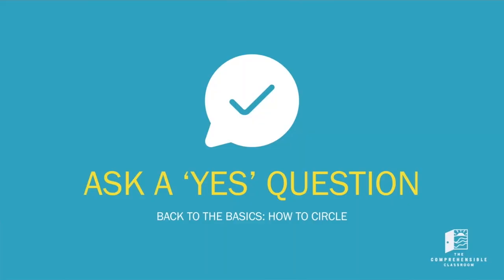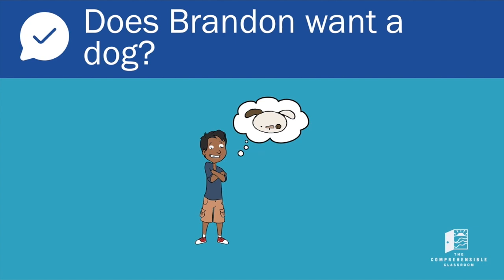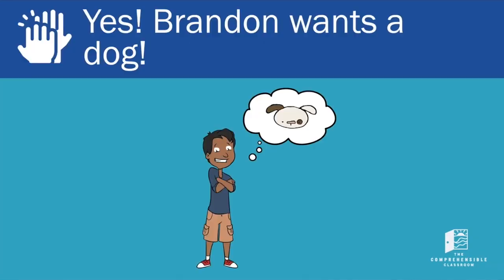Step 2, ask a yes question. Does Brandon want a dog? So you're asking a question about the same statement, and it's a question to which students would answer yes. Step 3, after students respond, affirm the original statement. Yes, Brandon wants a dog. Restate the original statement. Now, pick one part of the statement and ask questions about it.